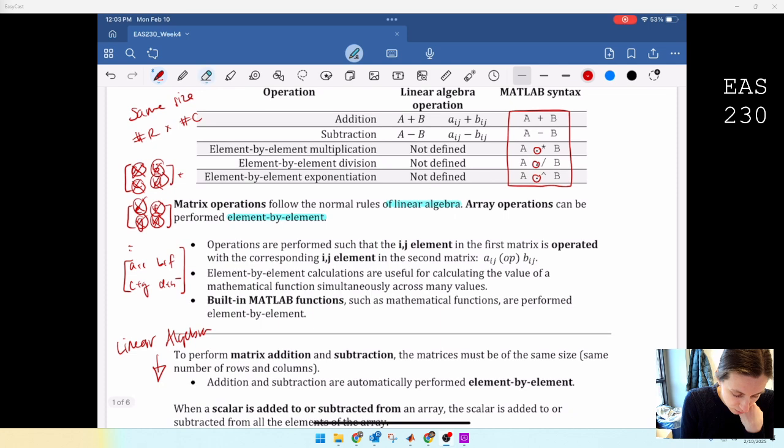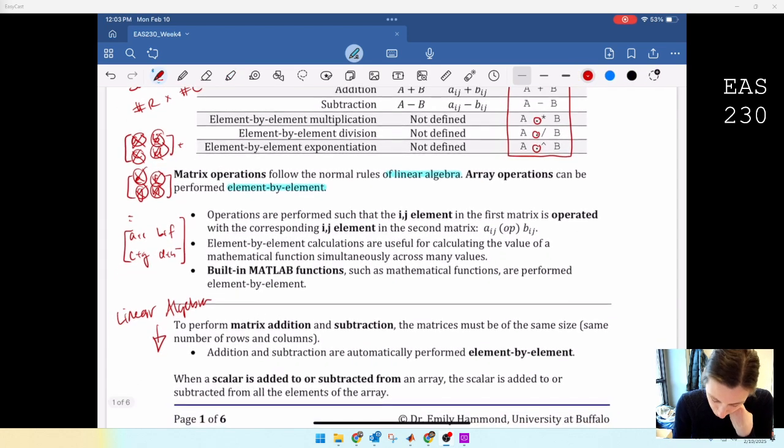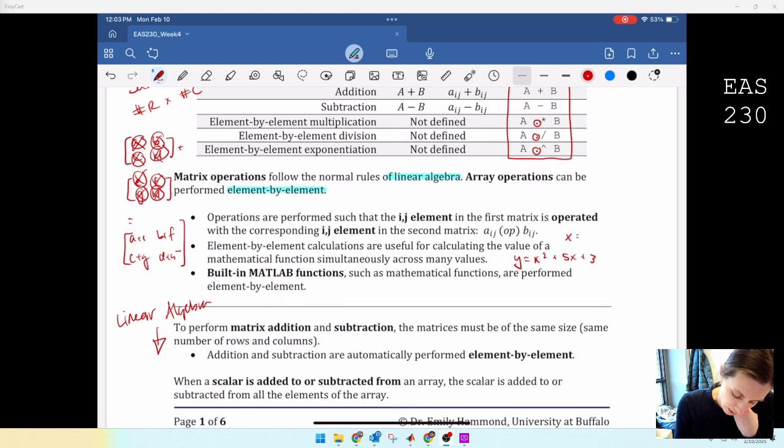And it's really useful to do this when, for example, we're calculating the value of a mathematical function across many values. So if I have a polynomial y equals x squared plus 5x plus 3, I can easily do that using these element by element operations if x is a vector. So let's say x is the values from -5 to positive 5. I can just say y equals x dot caret 2 plus 5 dot asterisk x plus 3, where this dot in front of those means it's going to do it element by element. Take the first value in x, do the calculation. Second value in x, do the calculation, etc.